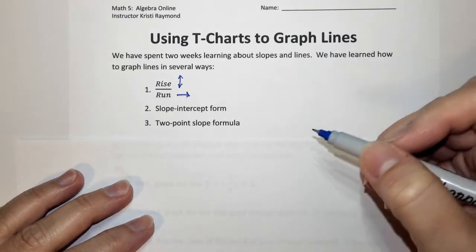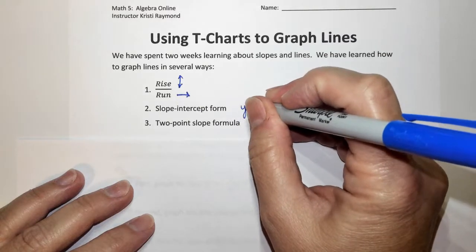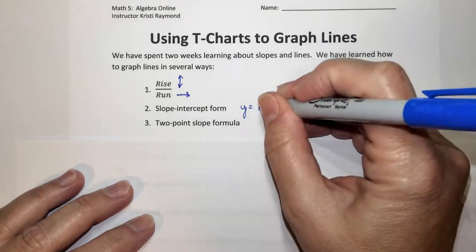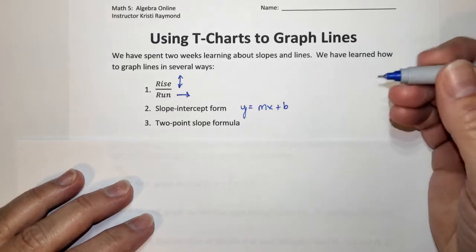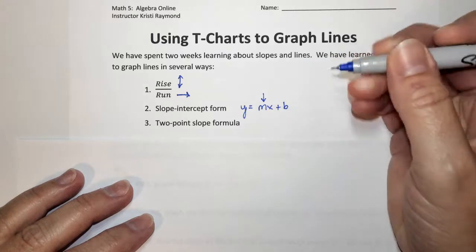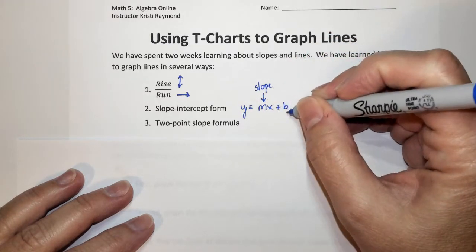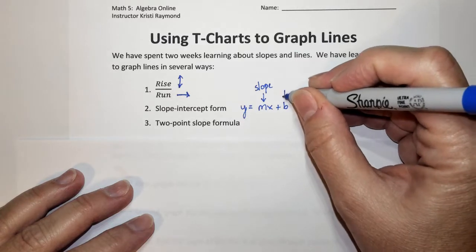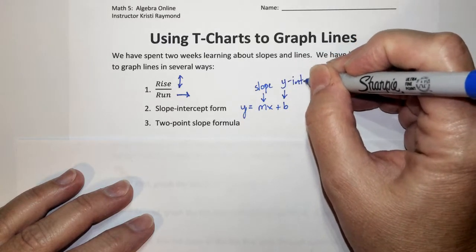We also talked about slope-intercept form. This is a special way that a linear equation can be written that gives us clues about the line. The number that is right in front of the x, which is shown as an m here, is the slope. And the number on the end of the equation, which is shown with a b here, is the y-intercept.